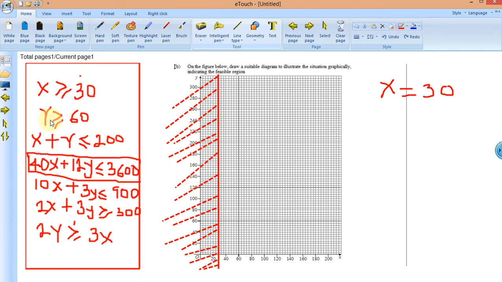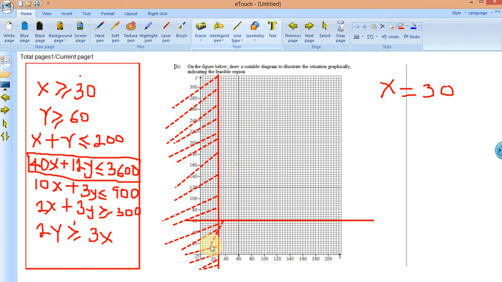For y equals 60, I'll just draw one. Let me just explain. Take your line again. I need a solid line because it's greater than or equal to. Go to 60 on the y-axis and draw a line across 60. Since it is greater than, I need the part greater than 60, which is above the line. So I'm going to shade below the line.